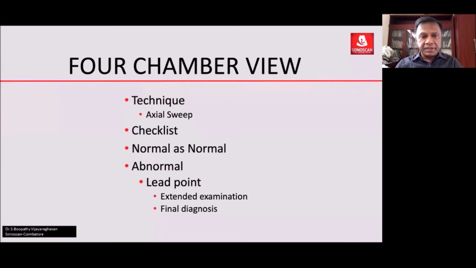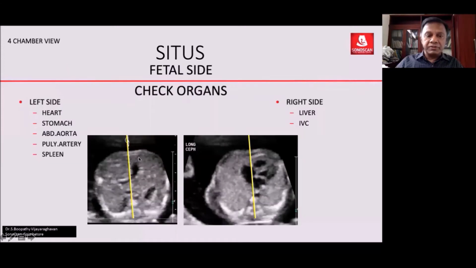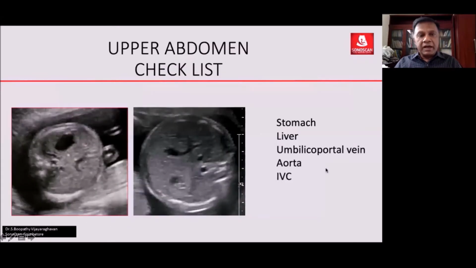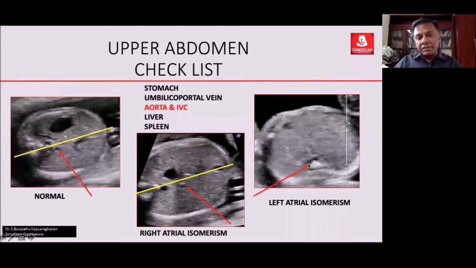The topic is the four-chamber view, and the technique is the axial sweep technique. You follow the checklist and look for the organs. So here, this is longitudinal breech and spine posterior. So this will be left and longitudinal cephalic. And then we come to now the upper abdomen. Before the four-chamber view, there is the upper abdomen. In the upper abdomen, the checklist is you have to see the stomach, azygos, which is seen in a left atrial isomerism.